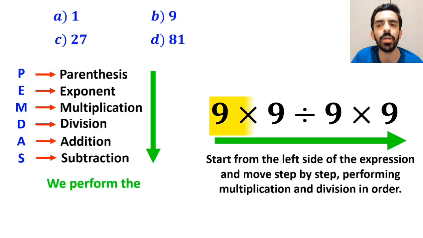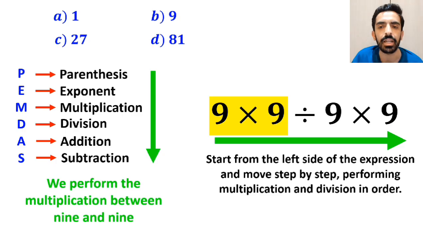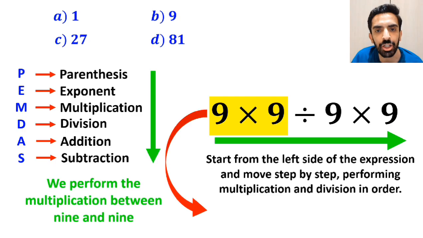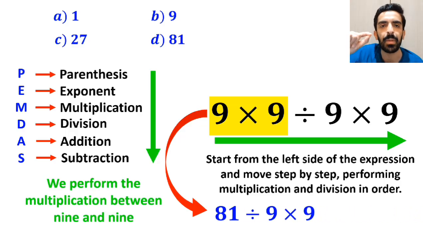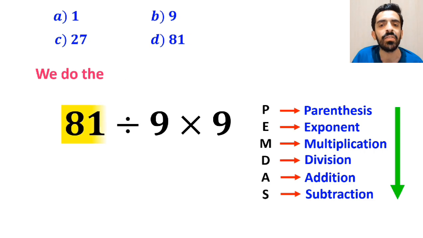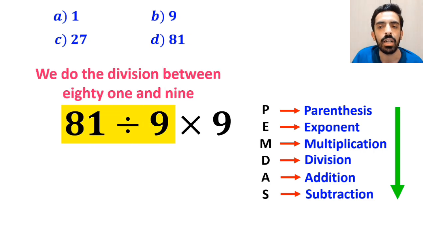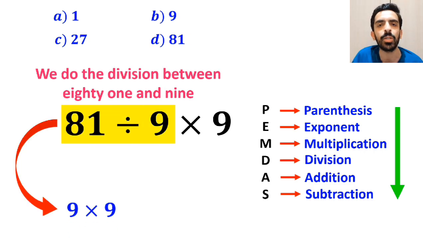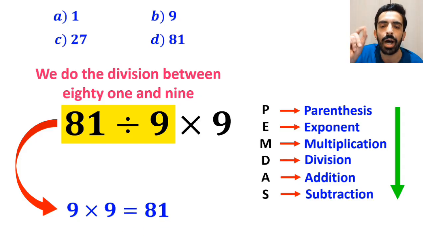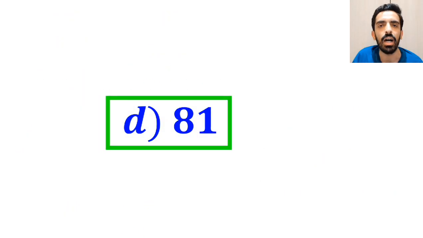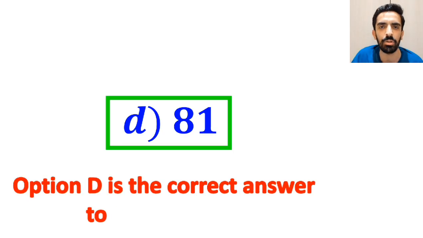So, first we perform the multiplication between 9 and 9, which I have highlighted in yellow. And instead of the original expression, we can write 81 divided by 9 then times 9. In the next step, we do the division between 81 and 9, which simplifies this expression to 9 multiplied by 9. And finally, the answer becomes 81. Therefore, option D is the correct answer to this question.